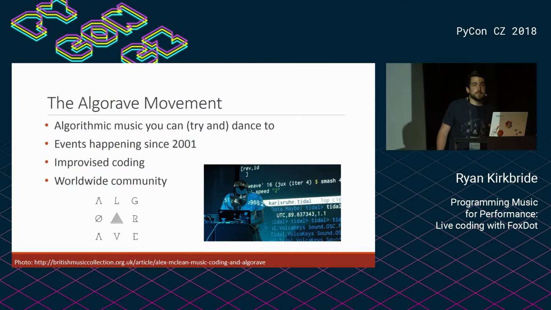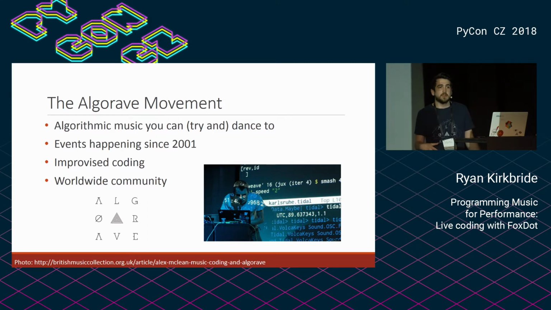So in recent years, it's gained some popularity, a lot thanks to something called the algorave movement. And algorave is basically algorithmic music to try and dance to. Algorave is kind of a stupid name, but it stuck, so that's what we use. And it's kind of good that it's stupid. I think it shows that we don't take ourselves too seriously.